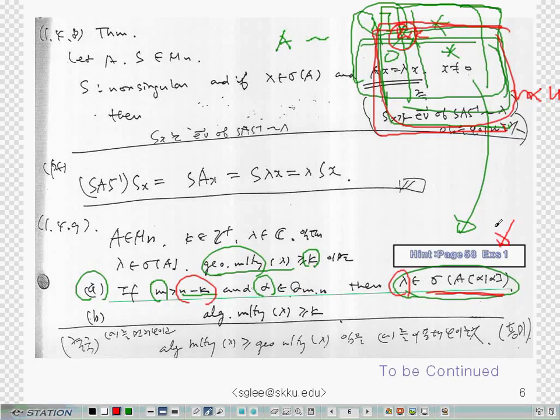Okay, but the important part is this. This is just the lemma that we can use. This is the important thing, the second part. If geometric multiplicity is greater than or equal to k, then algebraic multiplicity of the same eigenvalue also should be greater than or equal to k. That means algebraic multiplicity is always bigger than or equal to geometric multiplicity of the same eigenvalue. We have to show this part, and we have to use it a lot.